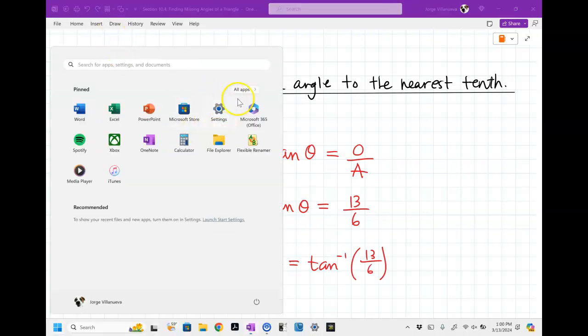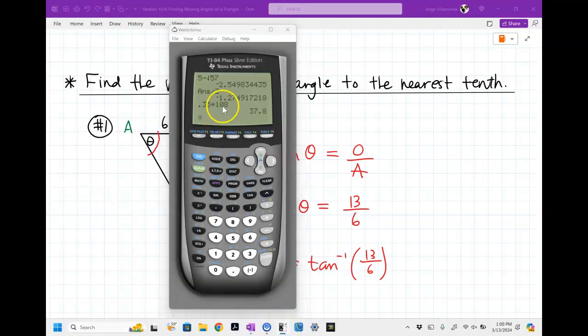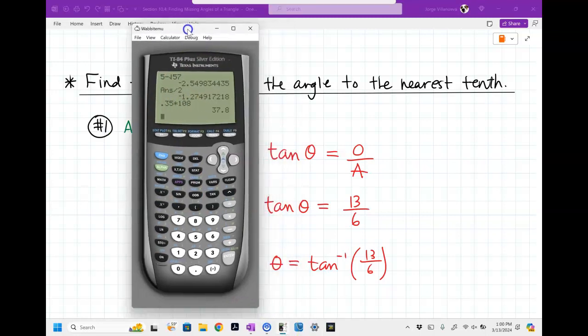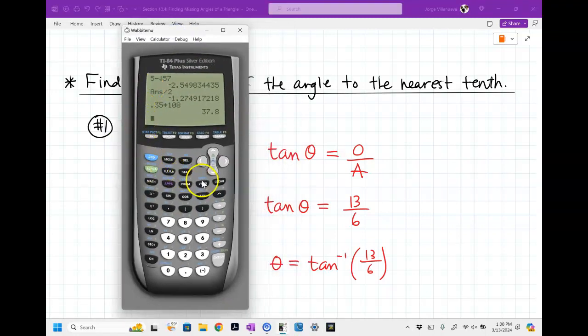All right, so let me bring a calculator out really quick. For me, let me make sure I have it in the right mode. I have it under radian right now, so I'm going to move it to degree. All right. So I'm going to do tangent inverse of 13 over 6.